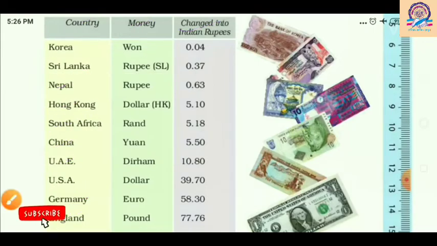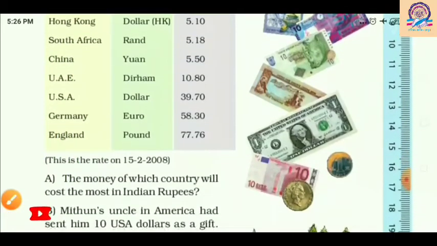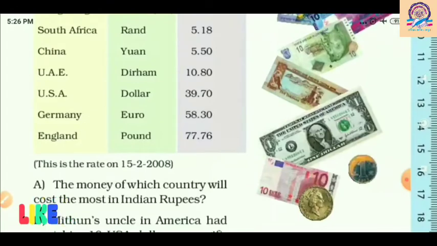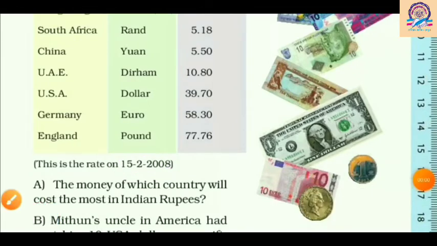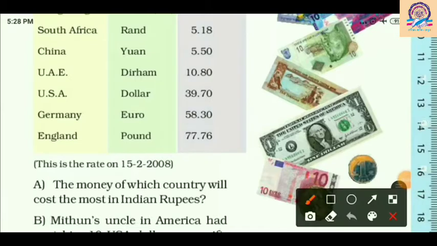And all these rates were taken on 15th February 2008, which means these are past records. Dear students, this is 2021 and the rates have changed. So now I will ask you: what is the current rate of 1 USA dollar, means 1 USA dollar makes how many rupees? If you know the answer, comment it in the comment section.